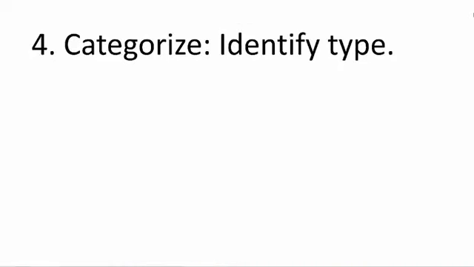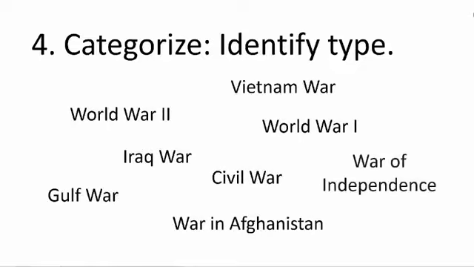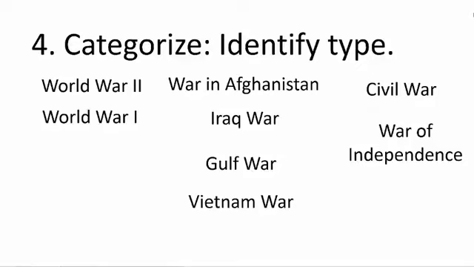To categorize something is to identify it according to its type. If students think about all the different wars that the United States has been involved in, they'll be able to start sorting them into different categories. For example, the world wars are different in scope than the regional wars that we've been involved in more recently. And they too are different from the Civil War and the War of Independence.